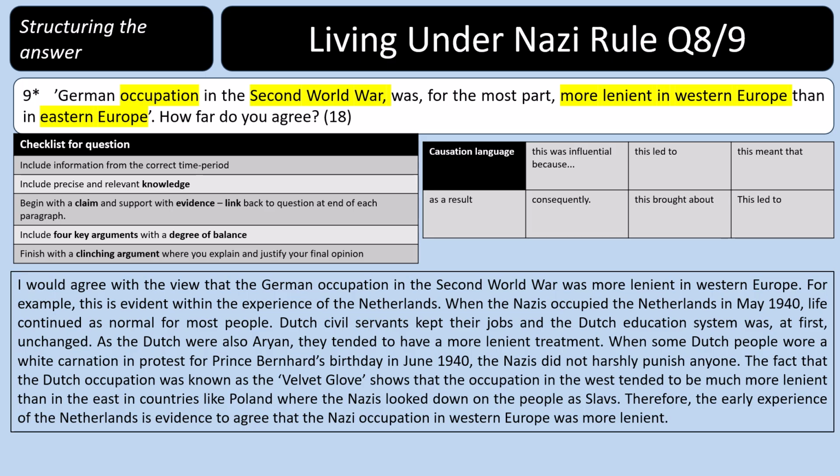When some Dutch people wore a white carnation in protest for Prince Bernhard's birthday in June 1940, the Nazis did not harshly punish anyone. The fact that the Dutch occupation was known as the Velvet Glove shows that the occupation in the West tended to be much more lenient than in the East in countries like Poland, where the Nazis looked down on people as Slavs. Therefore, the early experience of the Netherlands is evidence to agree that the Nazi occupation in Western Europe was more lenient.